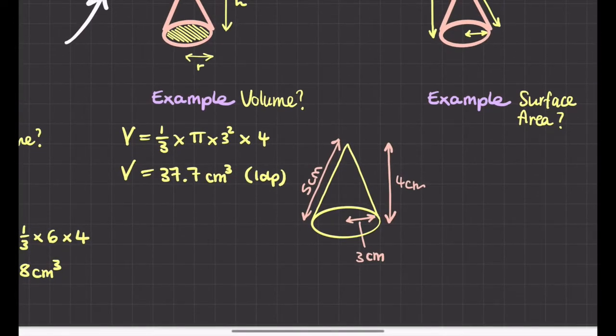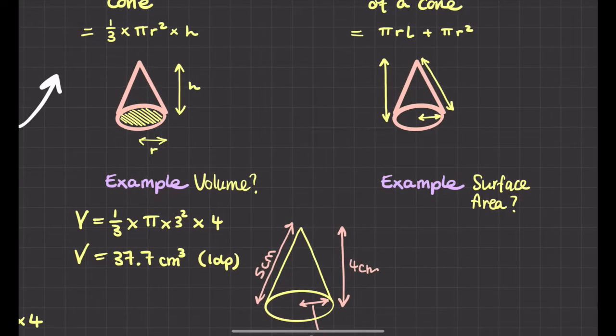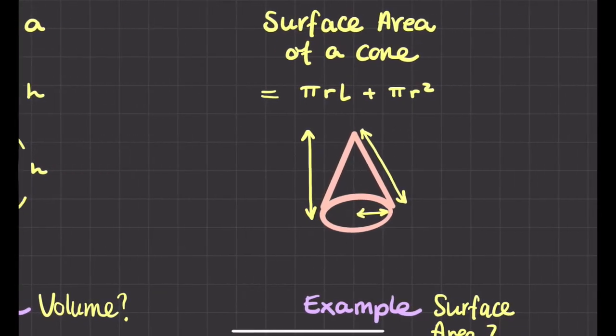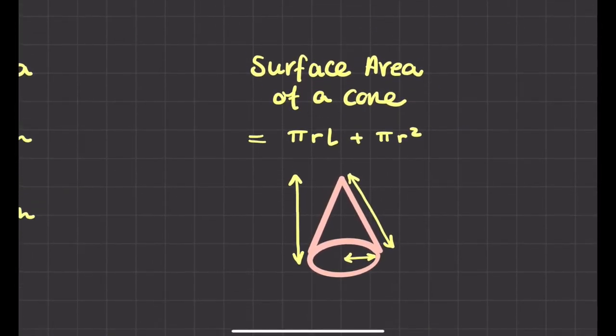Okay, finally onto surface area. Now this is the one that's slightly more confusing. It's a bit of a handful to work out where this all comes from, so I'm not going to go through it now. But you need to know an extra thing. You need to know this length here. We call this the slant length. Okay, so this is the slant length, and this would be your height as before, but we don't really need that now.